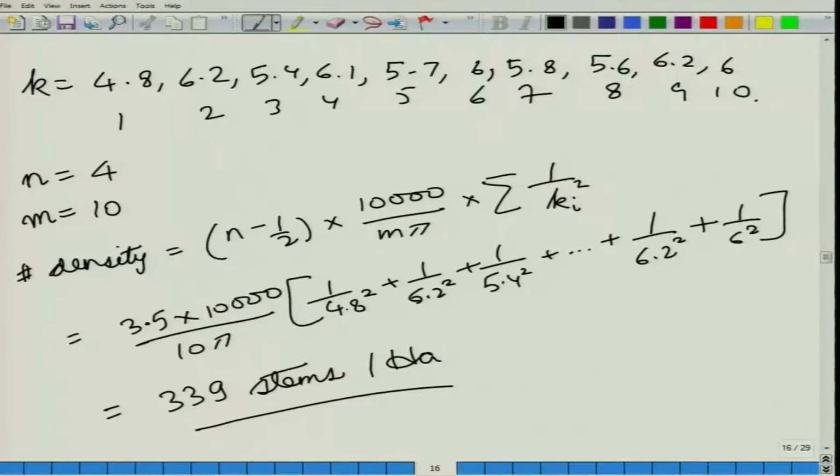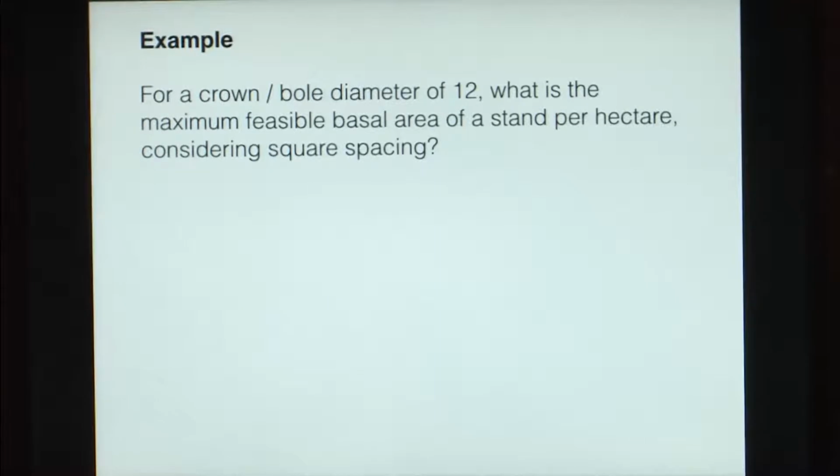Now let us look at another concept. Coming back to the slides now, here we have a crown over bole diameter of 12. Bole is the main trunk or the stem of the tree, crown is its canopy. For a crown over bole diameter of 12, what is the maximum feasible basal area of a stand per hectare considering square spacing? So, what are we given here?